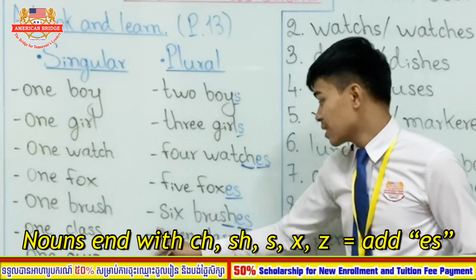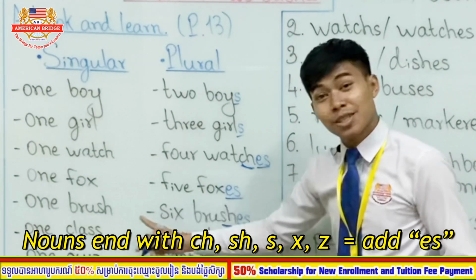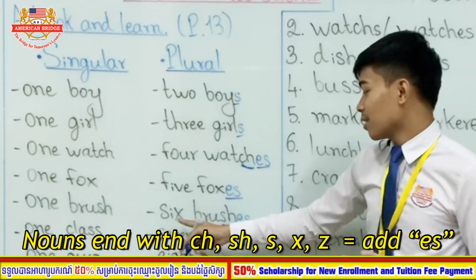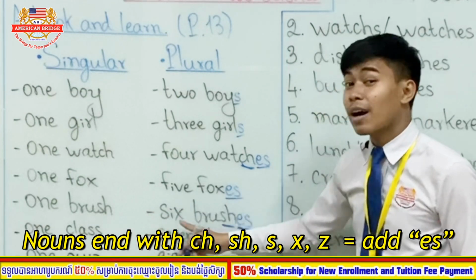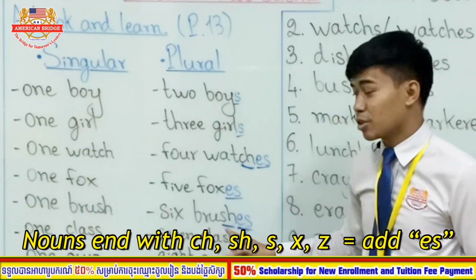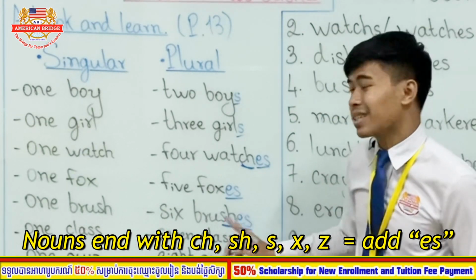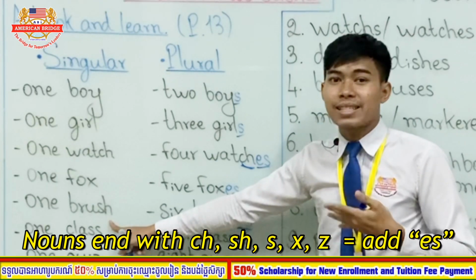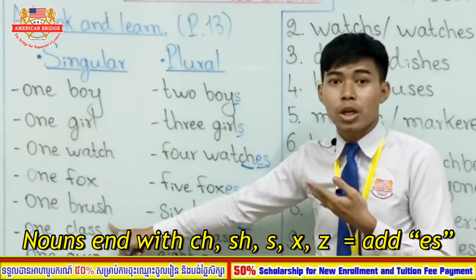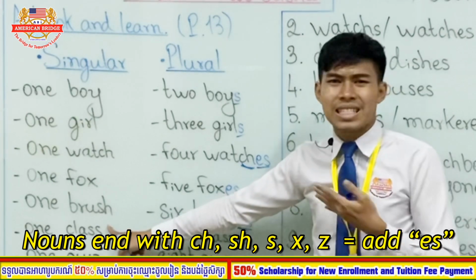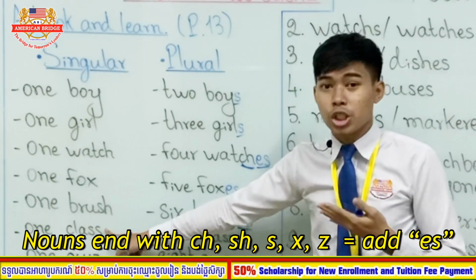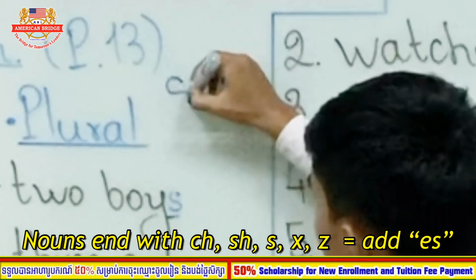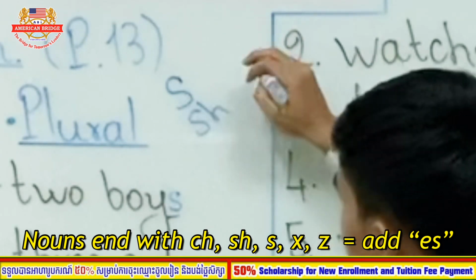One brush, 2 brushes. One brush, 3 brushes. One brush, 4 brushes. One brush, 5 brushes. One brush, 6 brushes. So we have to add es, right? Because it ends with letter sh. Here, you have to have the sh sound. Brush, not bruss. So the s sound is different from the sh sound here.